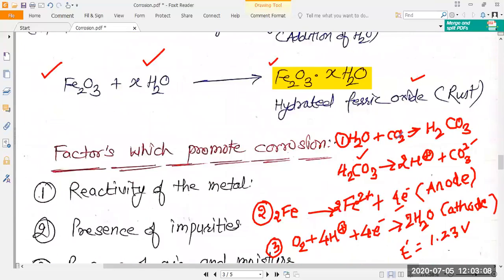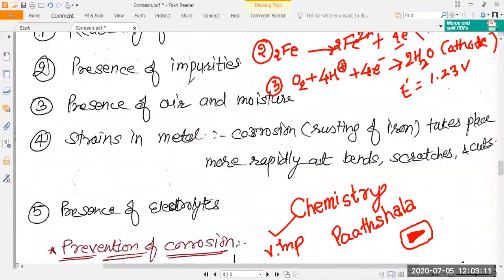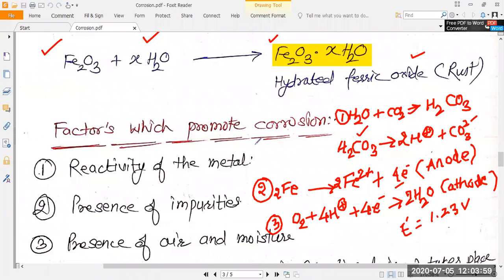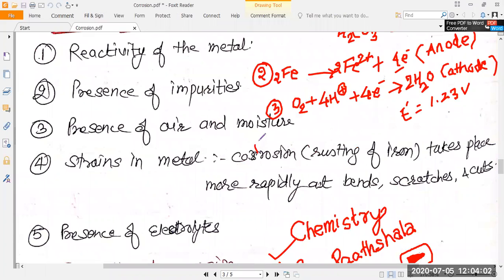Next, the fourth step will be the fourth chemical equation. What happens in the fourth chemical equation? We are going to write again. In the fourth chemical equation, whenever the electrode, anode and cathode are formed, then we have to write the overall cell equation.